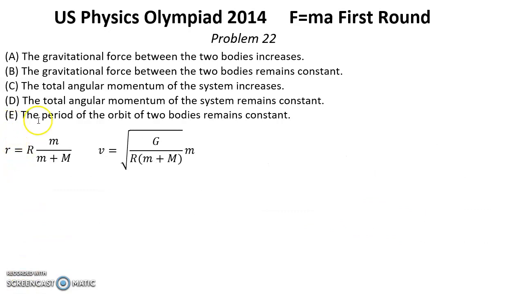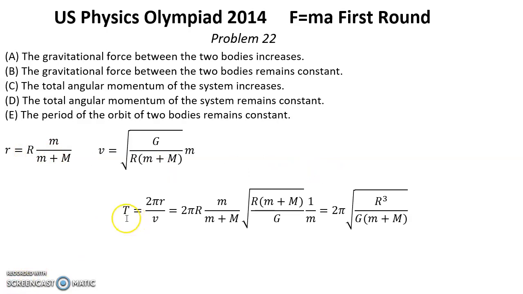Let's check E. The period of the orbit of the two bodies remains constant. We have a period equal to pi r over v. And now we can insert this expression here. After all, we can count the period, and that will be this expression, which is constant when small m plus big M is constant. So it means that answer E is correct.